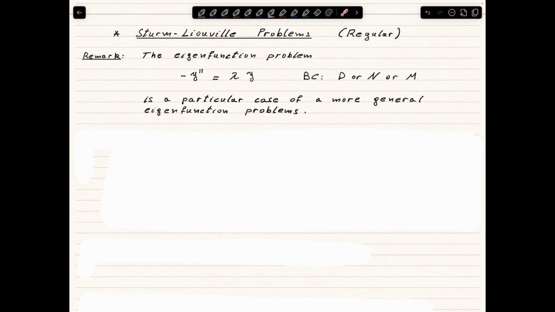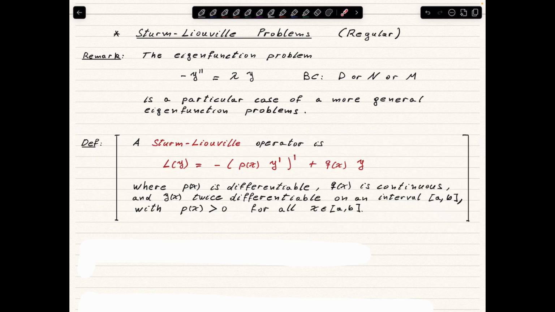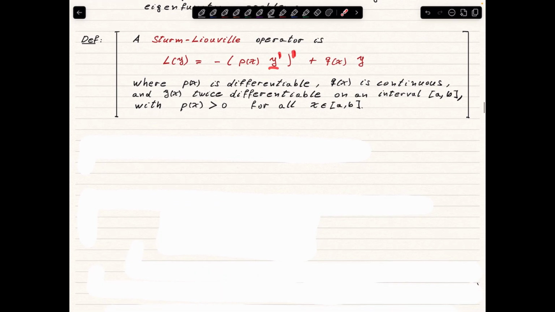To introduce Sturm-Liouville problems, the first thing we need to do is to introduce what is a Sturm-Liouville operator. A Sturm-Liouville operator is an operator of this form here, where the function p is a differentiable function that is positive. We have a negative sign on the front, but the function p is positive for all values of the variable x in some interval where we are working, so in this case interval ab. The function q is a continuous function, and the operator acts on a function y that is twice differentiable, because we have a second derivative of function y. So an operator with this form is called a Sturm-Liouville operator.